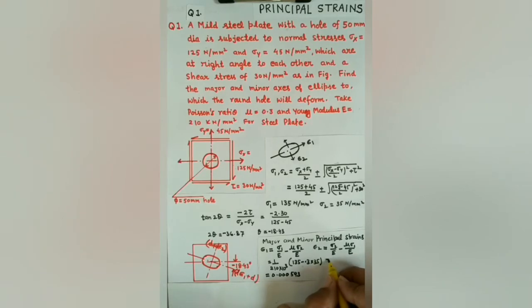Similarly, epsilon 2 will be equal to sigma 2, that is 35, by E, 210 into 10 cube, minus mu, that is 0.3, into sigma 1, that is 135, by E, 210 into 10 cube. This gives a value of epsilon 2, which is negative and equals minus 0.000026.